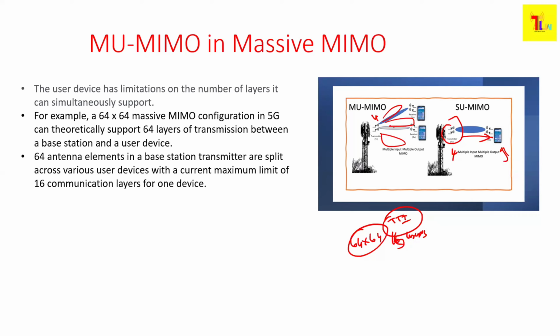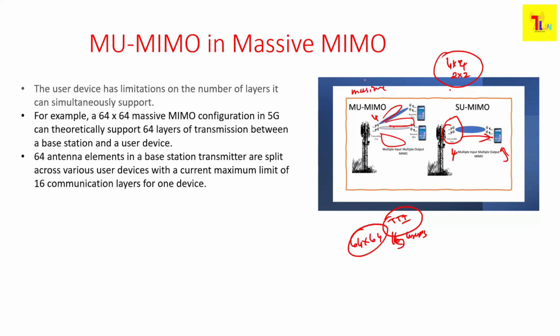So how is this achieved as part of massive MIMO? How is it beneficial with the implementation of massive MIMO? This multi-user MIMO cannot be done with existing MIMO technology like 4x4 or 2x2. With this kind of antenna configuration, you cannot do multi-user MIMO. That's where you need massive MIMO.